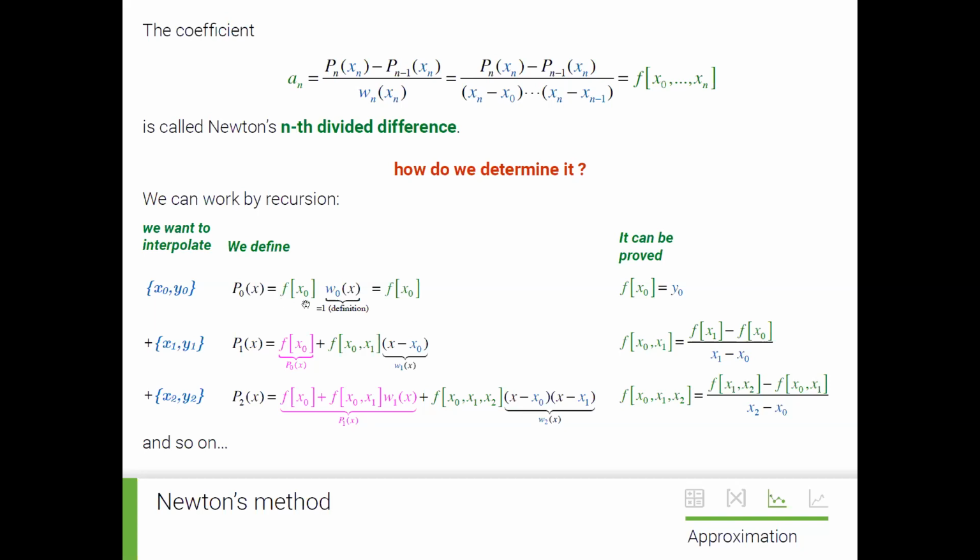In this case, P0 equals y0, P1 equals y0 plus this one, and P2 equals y0 plus this expression, f(x0, x1), this one, and plus this times this one.